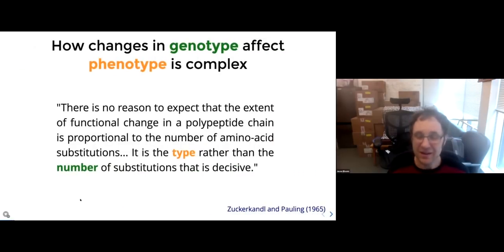And in fact, Zuckerkandl and Pauling noted that fact, and they discussed how changes in genotype affect phenotype is really complex. So they said there's no reason to expect that the extent of functional change in a polypeptide chain is proportional to the number of amino acid substitutions. They said it's the type rather than the number of substitutions that is decisive.